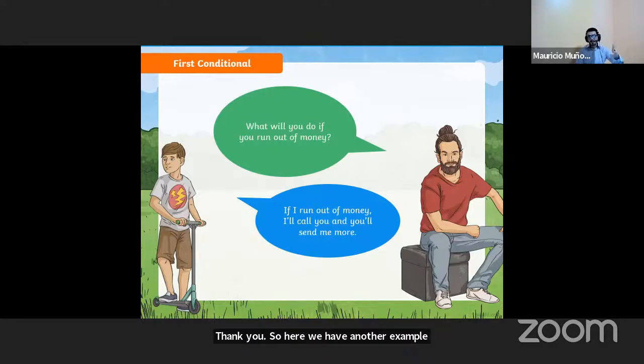First conditional. You see? Dad asks, what would you do? ¿Qué harás si se te acaba el dinero? If I run out of money, I'll call you and you'll send me money. Qué fácil, ¿no? Si se me acaba el dinero, pues te llamo y me envías más. Okay. Let's continue.